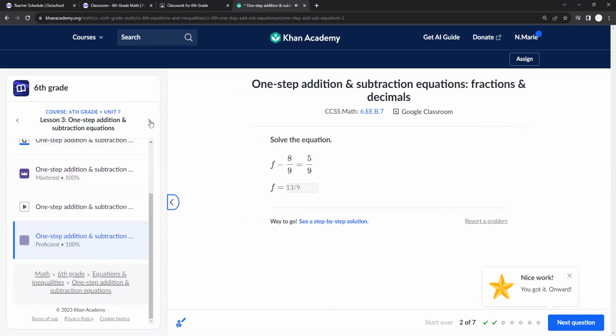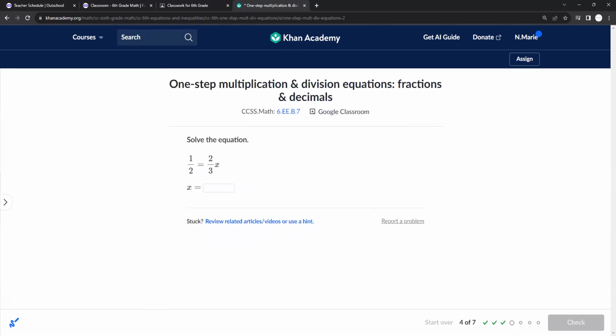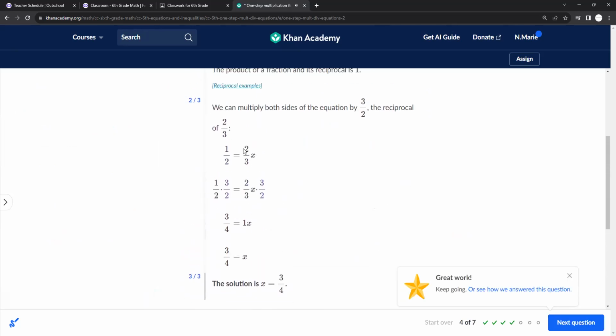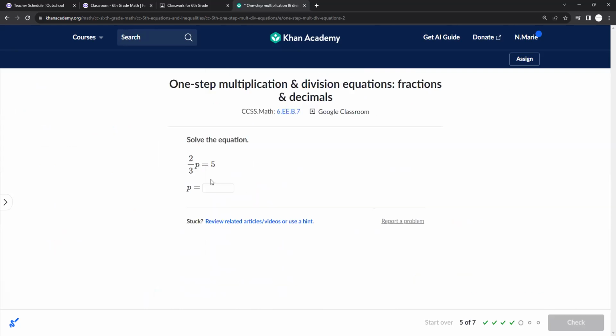And the same thing with multiplying and dividing with fractions and decimals. When something is being multiplied, how do you move it to the other side? You divide. So you're going to do 1/2 divided by 2/3, which gets you 3/4. There you go. You can see they did the same. They divided both sides by 2/3, but when you divide a fraction, you flip and multiply, which is why you see them doing that. And they got 3/4.